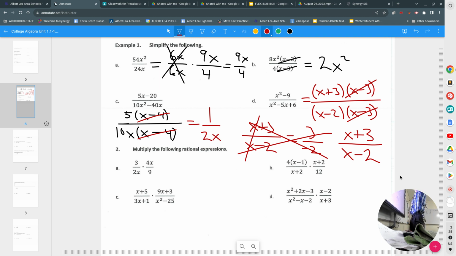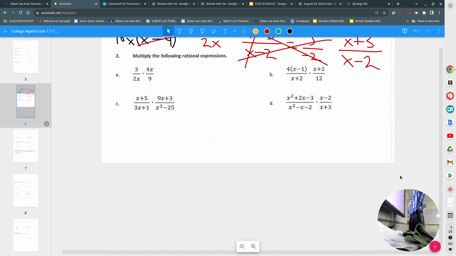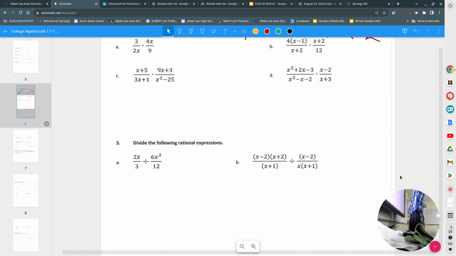All right, so we simplified. Let's move on to multiplying. When you multiply, you have the opportunity to what I call cross cancel. You can look ahead and see that 3 over 9 will reduce to 1/3. And 4x over 2x will reduce to 2 over 1. Now as we multiply, we get 2 over 3.